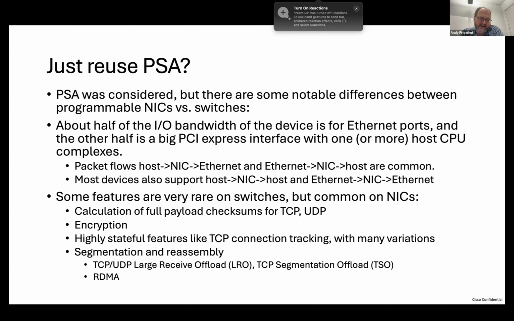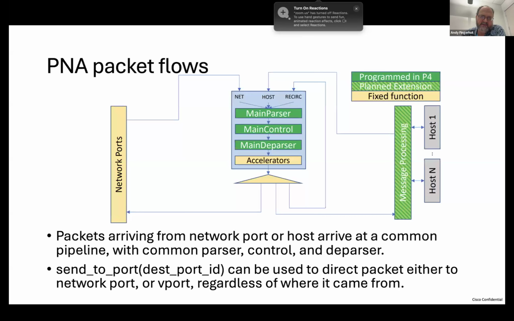Highly stateful features like TCP connection tracking, I'll talk a little bit more about, with many different variations. Segmentation and reassembly features like large receive offload and TCP segmentation offload are extremely common. That's sort of like bread and butter for a NIC. So you don't want to leave those out of a programmable NIC, and many flavors of remote DMA. So these are some of the main reasons why we thought that, and also just the packet flows.